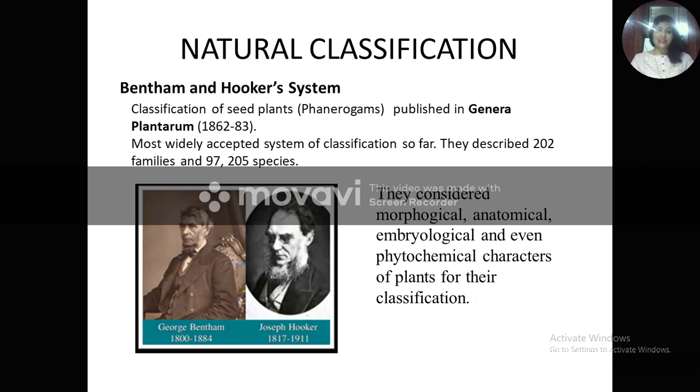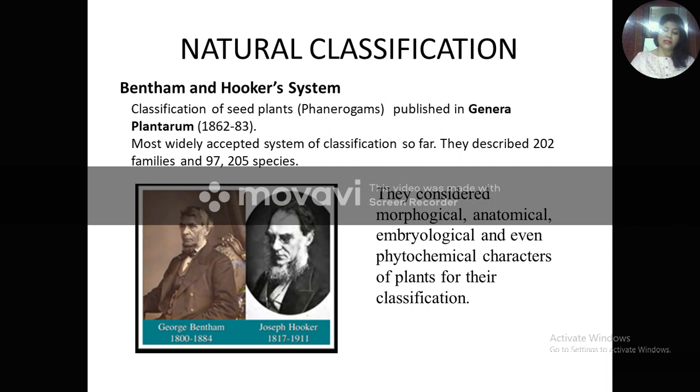If we come to natural classification, as I told you, Bentham and Hooker's name finds a special reference here because they published their work in Genera Plantarum in 1862 to 1883, and it is the most widely accepted system of classification so far. Most schools, colleges still use this system of classification. Even the herbaria all around the world where plant samples are kept also follow Bentham and Hooker's system of classification. They considered, as you know, in the natural system a lot of characters: morphological, anatomical, embryological, phytochemical, many characters for their classification.